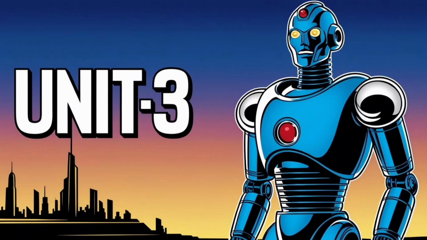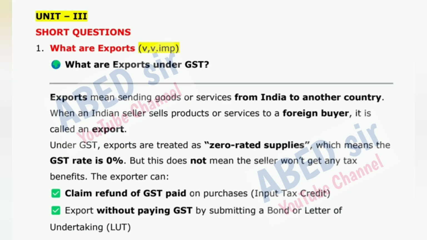Unit 3. The first important short question is: 1. What are exports under GST? Exports mean sending goods or services from India to another country. When an Indian seller sells products or services to a foreign buyer, it is called an export. Under GST, exports are treated as zero-rated supplies, which means the GST rate is 0%.